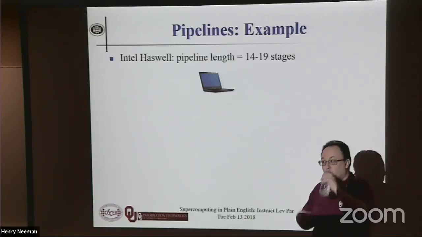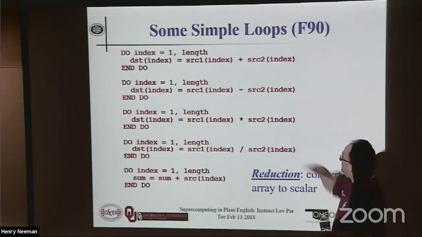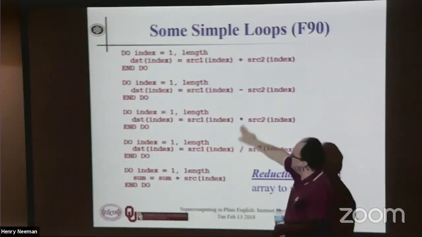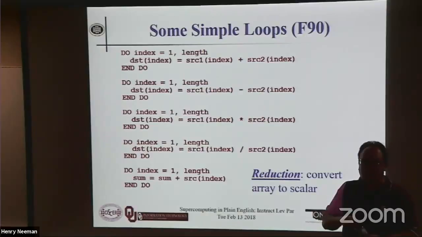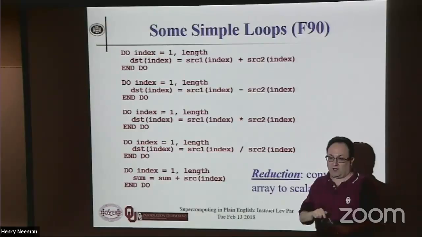In fact, I've got 14 to 19 calculations going on in the same moment. So here are some simple loops that we might pipeline. Adding, subtracting, multiplying typically pipeline on most platforms today. Dividing will not pipeline. In fact, anything more complicated than add, subtract, or multiply, and there are a few others, the pipelines often do not work on.